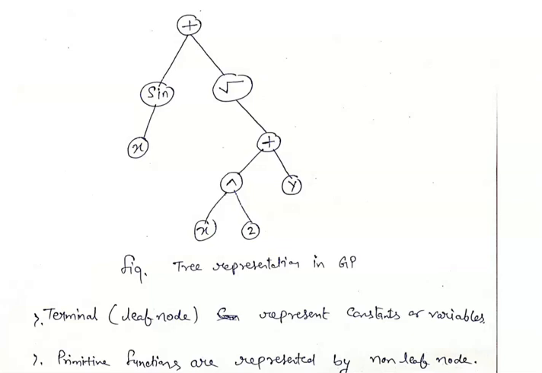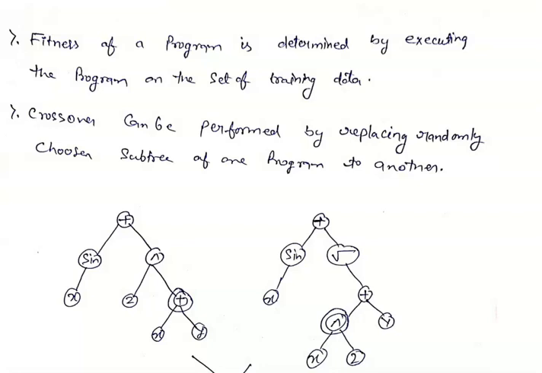Terminals represent constants or variables, and primitive functions are represented by the non-leaf nodes. The non-leaf nodes are plus, sine, square root, power, and the terminal leaf nodes are x, 2 and y. The fitness of a program is determined by executing the program on a set of training data, and crossover can be performed by replacing a randomly chosen subtree of one program with that of another program.